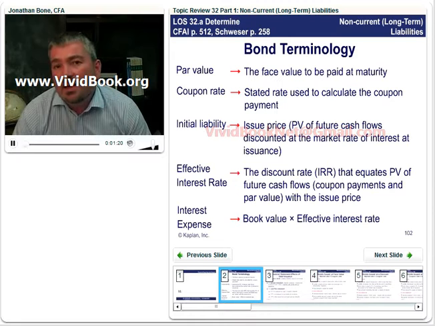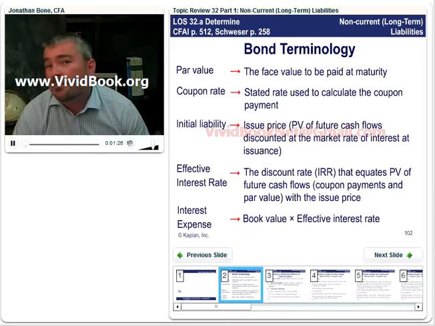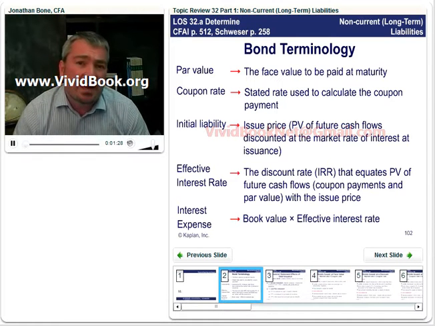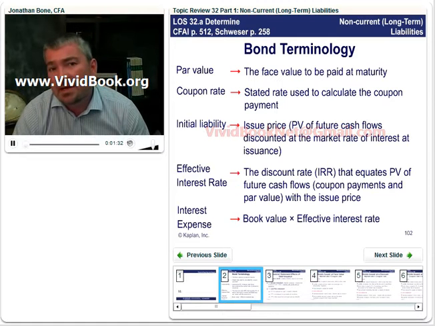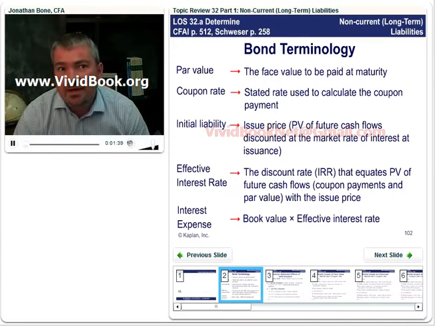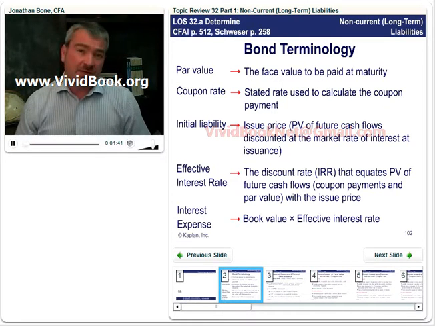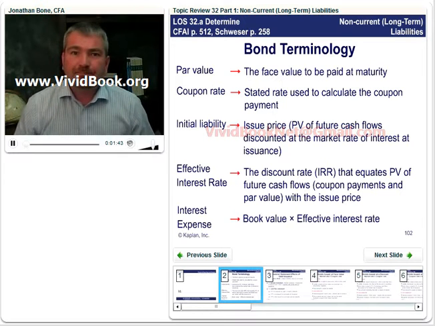Our initial liability when we issue bonds. Now notice we've said the issue price, i.e. the proceeds that you receive when you issue the bond. And that is of course true for US GAAP, but you should be aware that it's not necessarily true of IFRS. The initial liability under IFRS is recorded at the issuance price minus any costs that you've incurred to issue the bond, such as brokerage fees, etc.